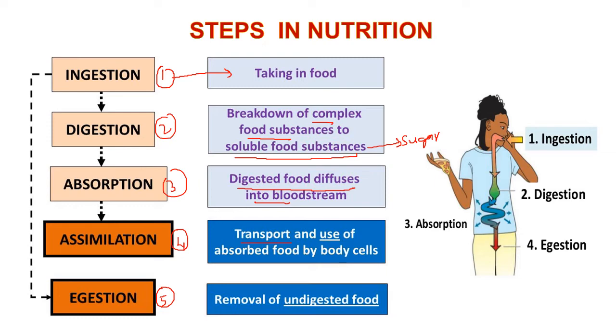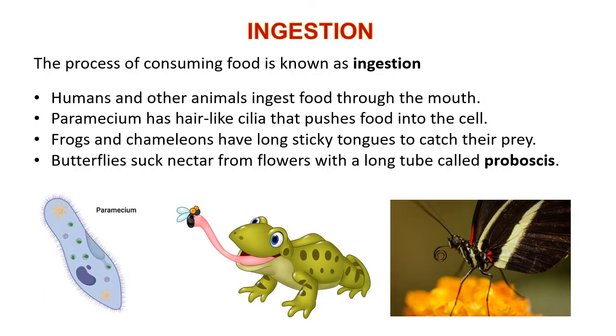See this photograph, this girl: ingestion, that is eating the food. Digestion is happening in the stomach, and in the meantime absorption is happening, and assimilation is happening all across the body. And finally the unwanted, undigested food will be removed by the body. That process is called egestion. So let us discuss them one by one.